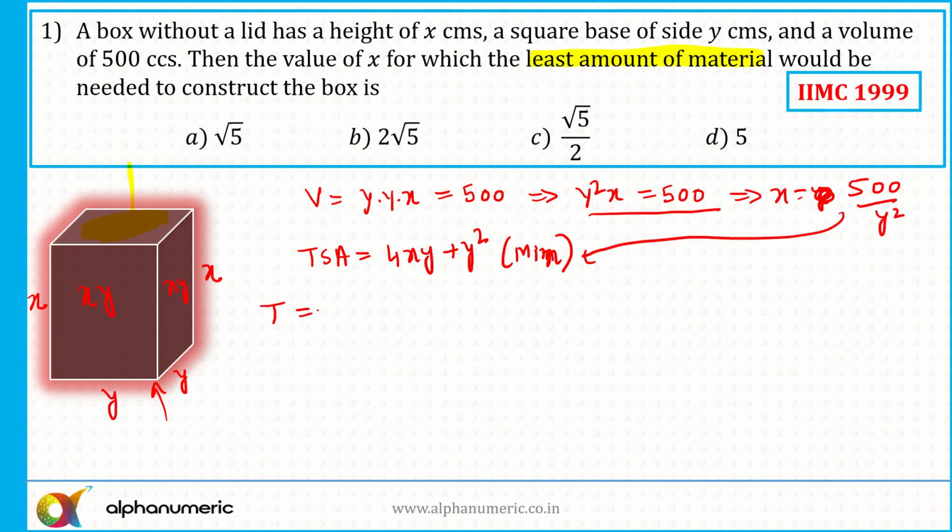Total surface area T is 4 into x, which is equal to 500 upon y square into y plus y square. Now, if you solve this, what will I get here? 4 into 500 is 2000. So, 2000 by y plus y square. And this I need to minimize.